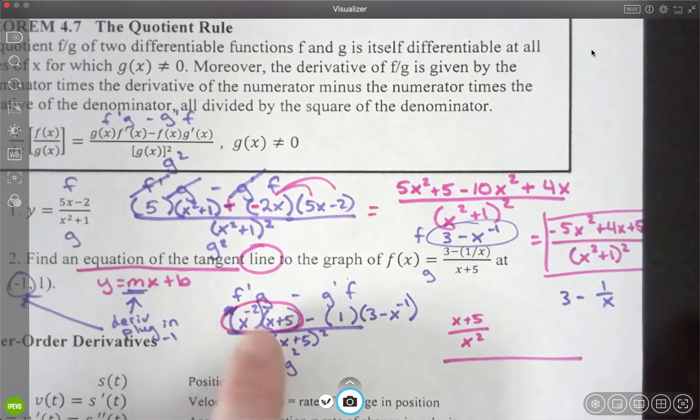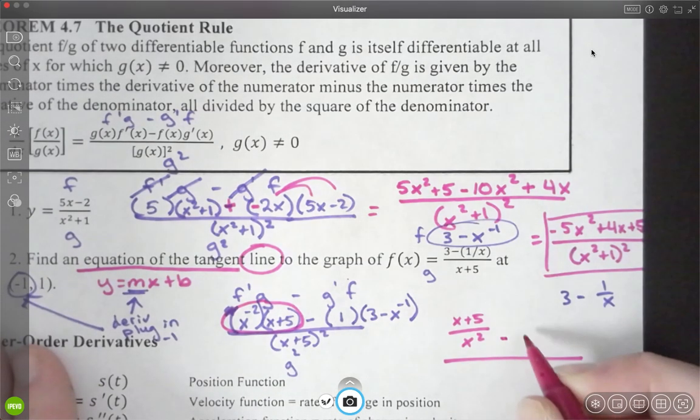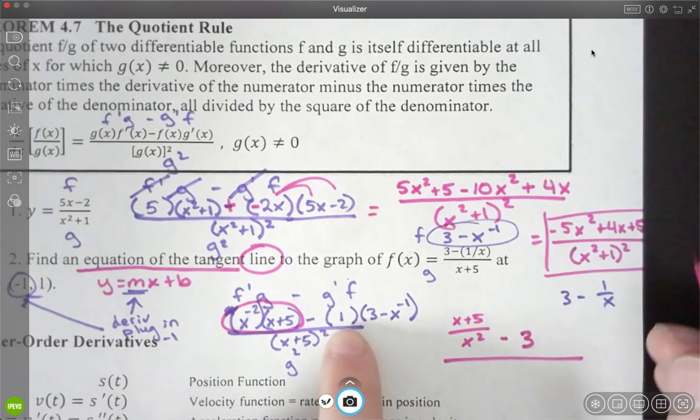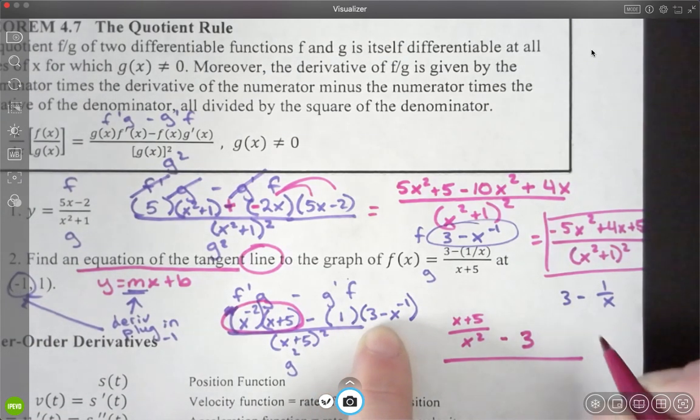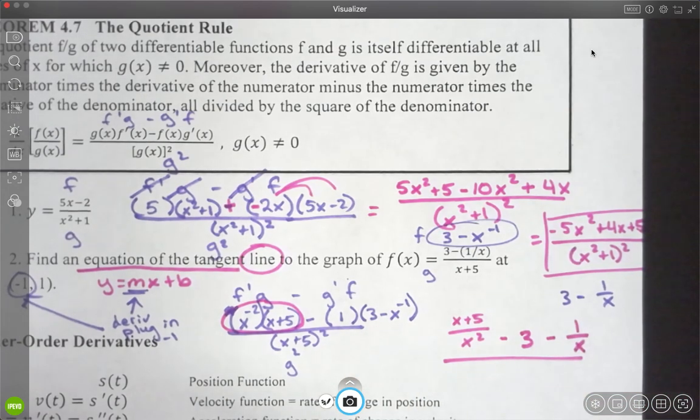X to the negative 2 and x plus 5. If I move him to the bottom, he'll be still on the top, but he'll be the bottom of the top. Does that make sense at all? He'll be the bottom of the top. Okay? Minus 3, if I distribute the 1 through, really. And then minus 1 over x. Right? If I change him back.